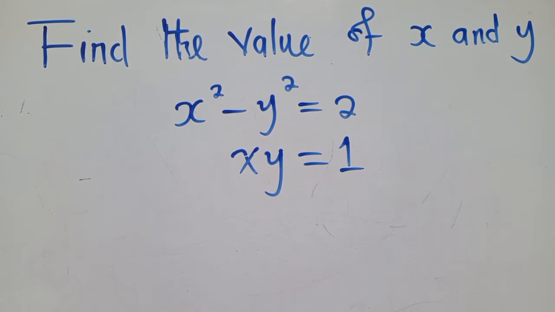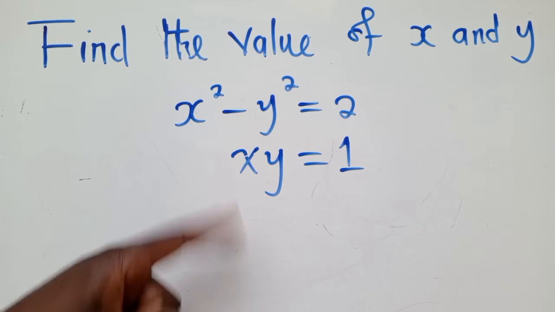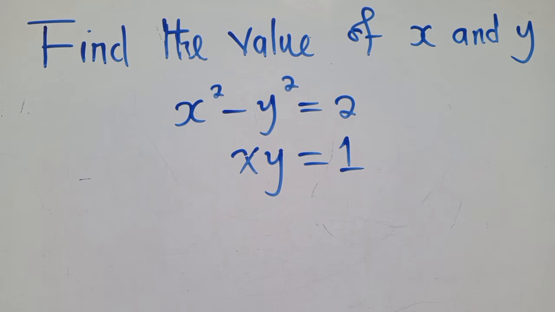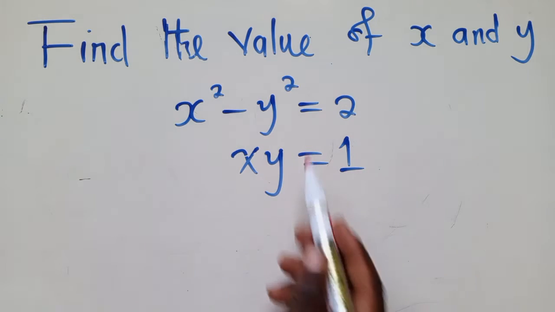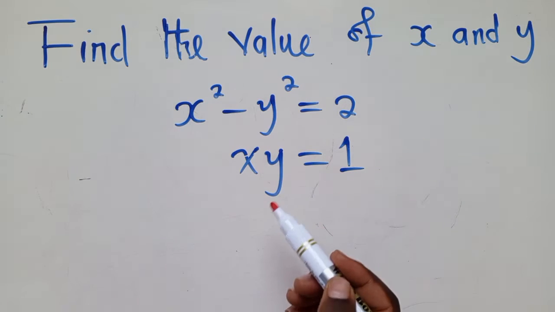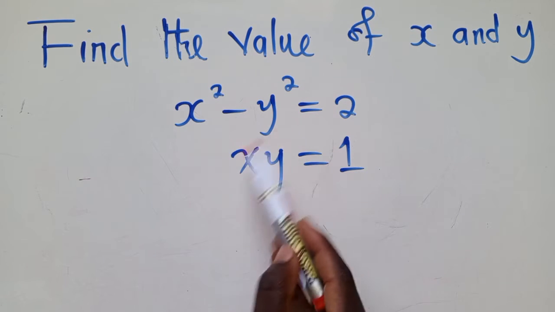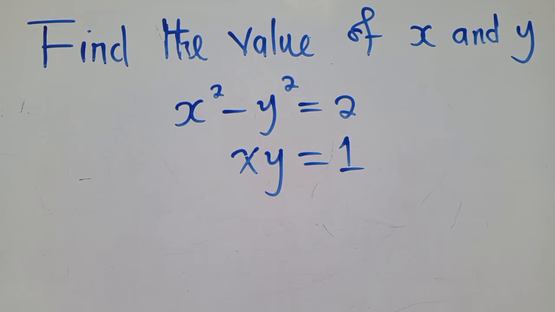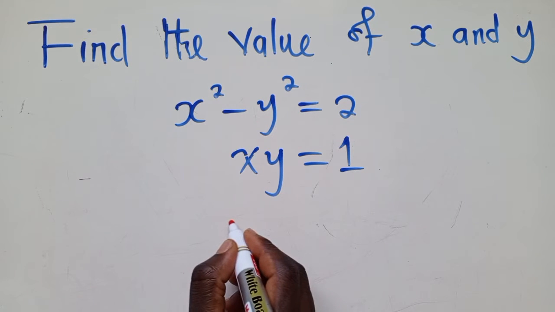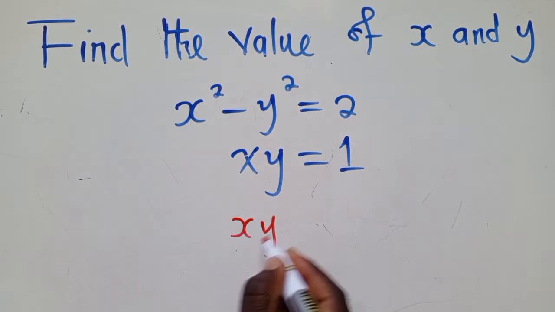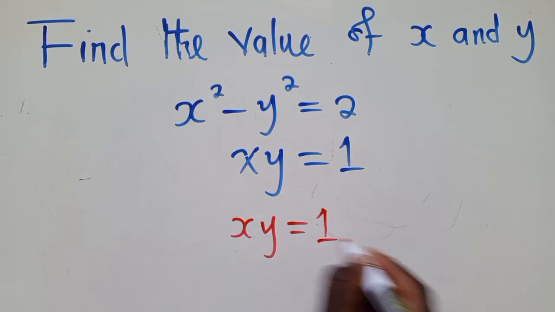This is Sichamba Jacob. Alright, so how do we get to find the value of x and y? Okay, so here we need to pick one of the equations. Remember, I've got two equations. So you can either pick the first one or the second one, whichever you feel comfortable working with. So I'll pick the second one. So I'll say xy is equal to 1.